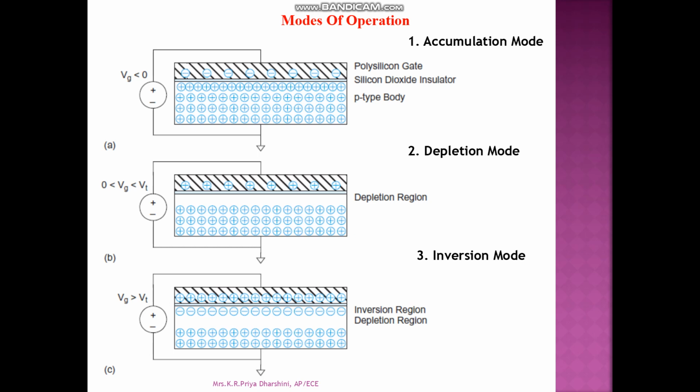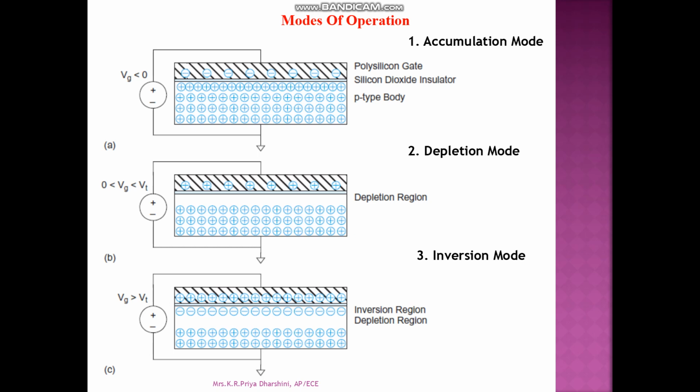The accumulation mode consists of a structure which has a p-type body, and a silicon dioxide insulator layer separates the p-type body and the polysilicon gate. The polysilicon gate consists of electrons and the p-type body consists of positively charged holes. The voltage is Vg, that is the gate voltage. The gate voltage controls all of the modes.